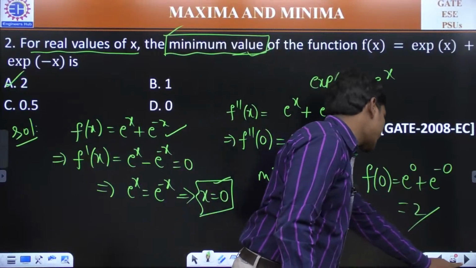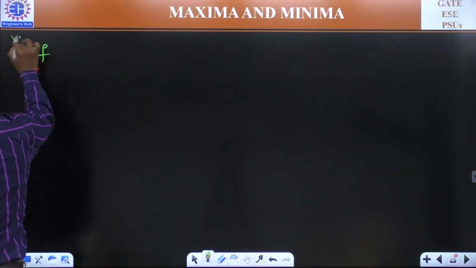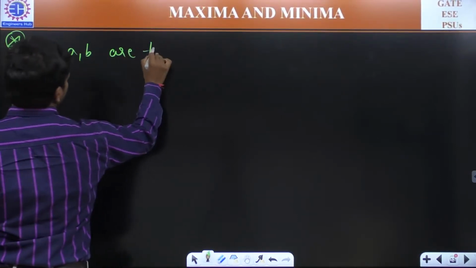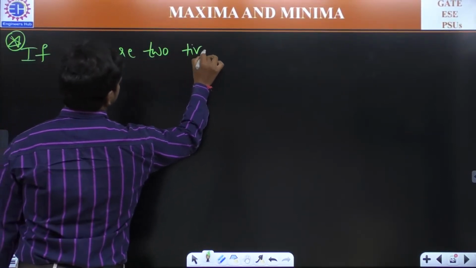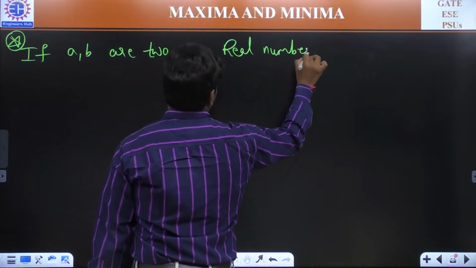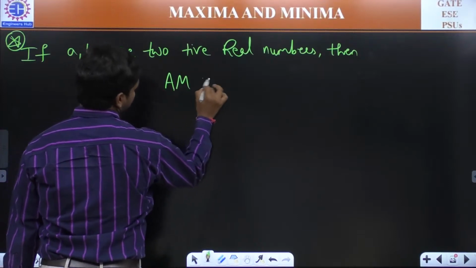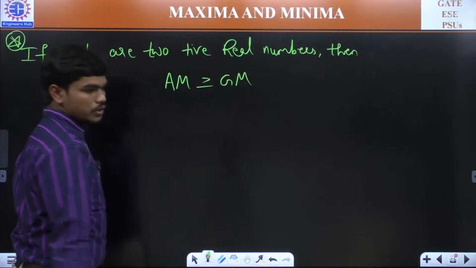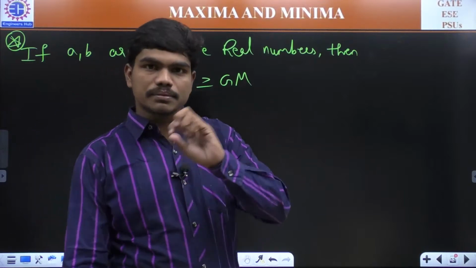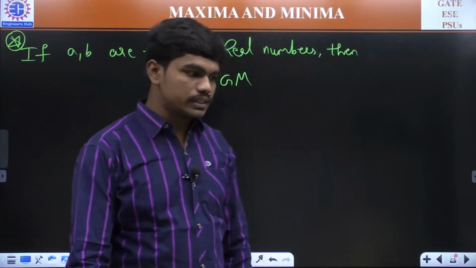See here, what is that point? I'm going to tell you. You might have known this point since you were in school: if a, b are two positive real numbers, then you might have studied this. Arithmetic mean will be greater than or equal to geometric mean. Have you studied this? If these are two positive real numbers, then definitely the arithmetic mean of those two numbers will be either greater than or equal to the geometric mean.